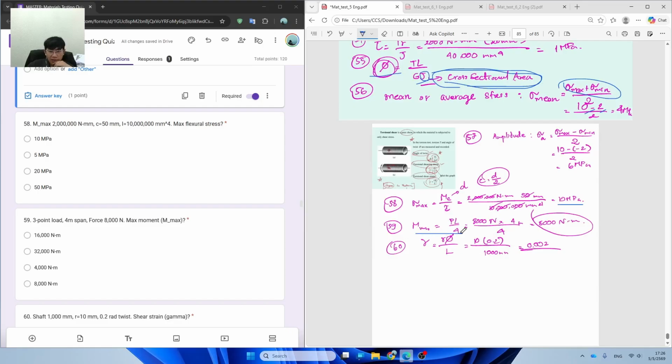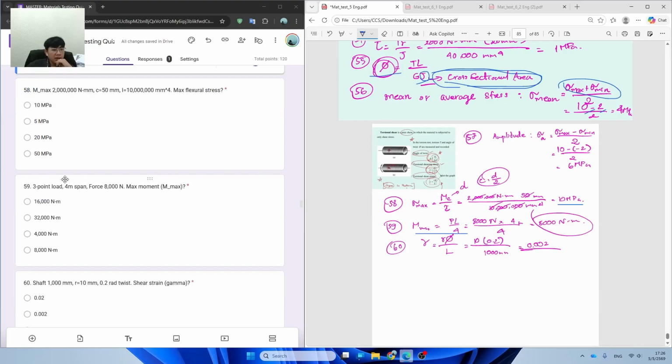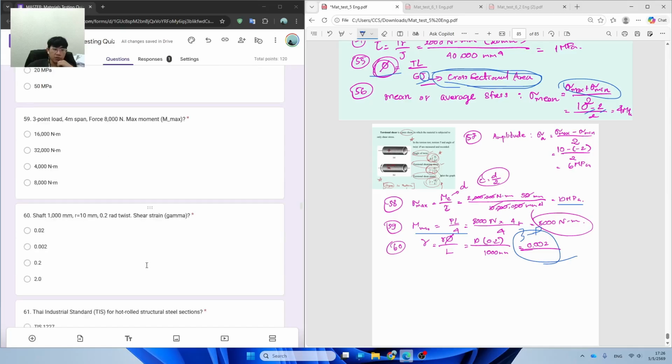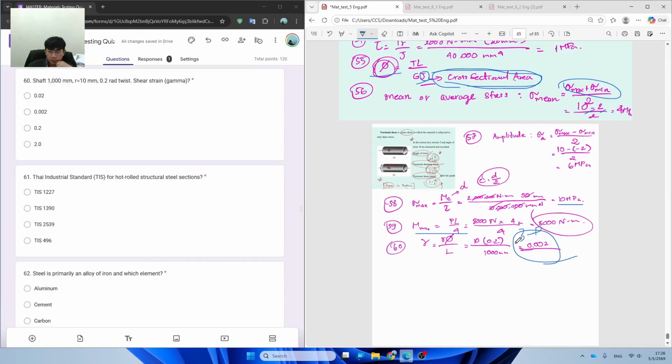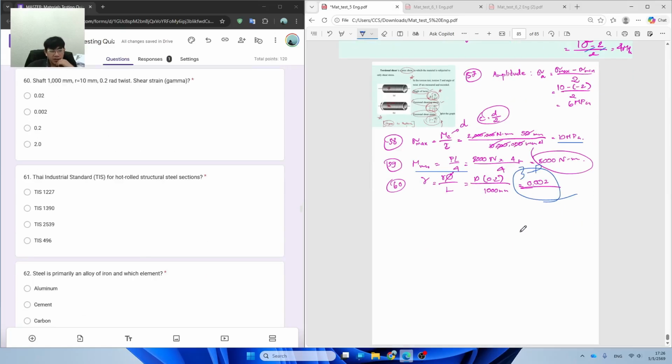And if we would like to find the maximum moment from question 59, it's just PL over 4 for the 3-point loading. And lastly, it's going to be the shear strain. If we have the radius, angle of twist divided by L, then we're going to get it equal to 0.002 for question 60. And then we finish chapter number 5.